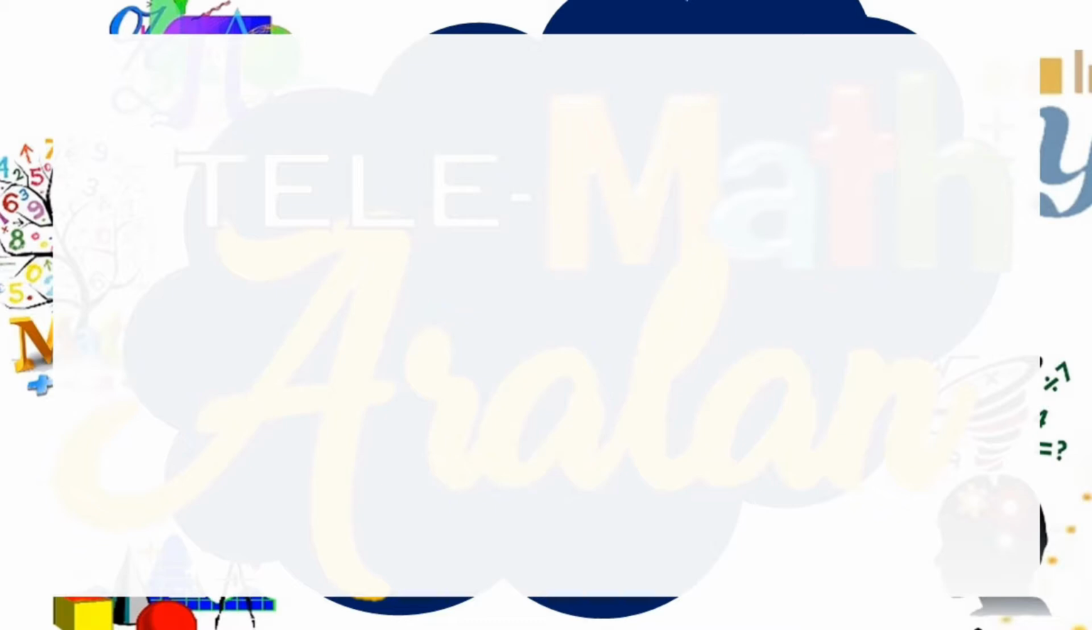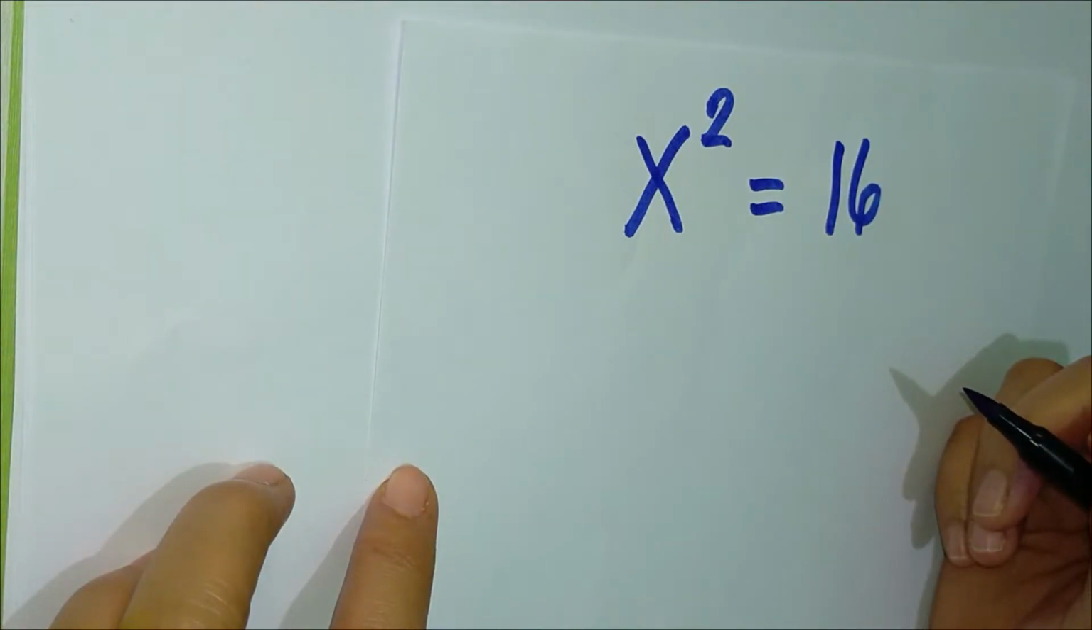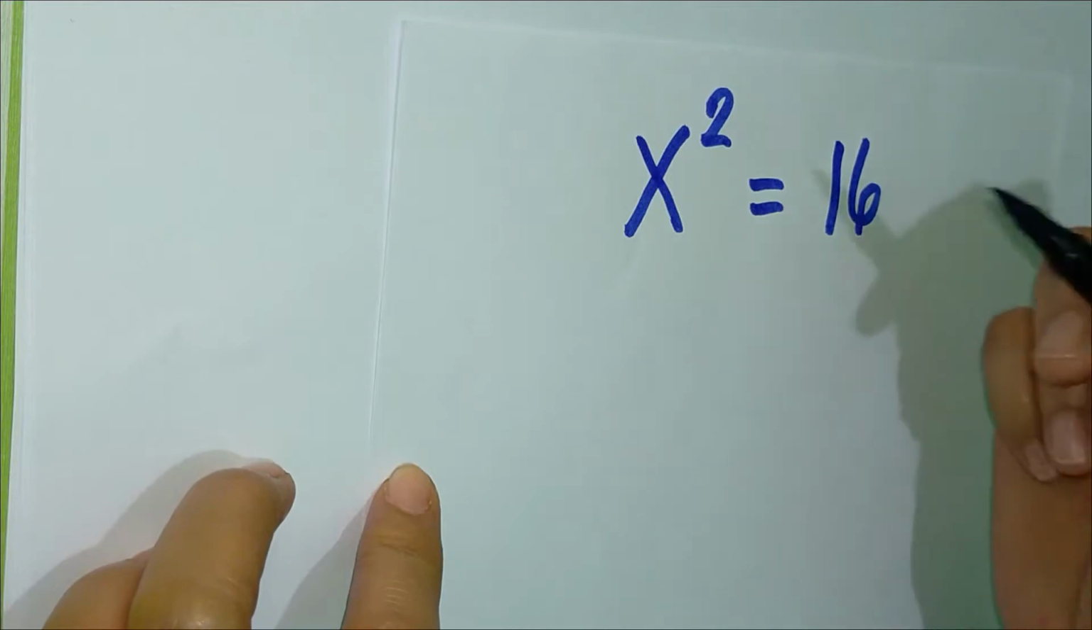Let us go back to the quadratic equation that I gave you a while ago. x squared is equal to 16. How do you solve for the value of x that will satisfy the equation? Since you are finding the value of x, you are going to make the equation linear. To make it linear, you have to extract the square root of both sides of the equation.